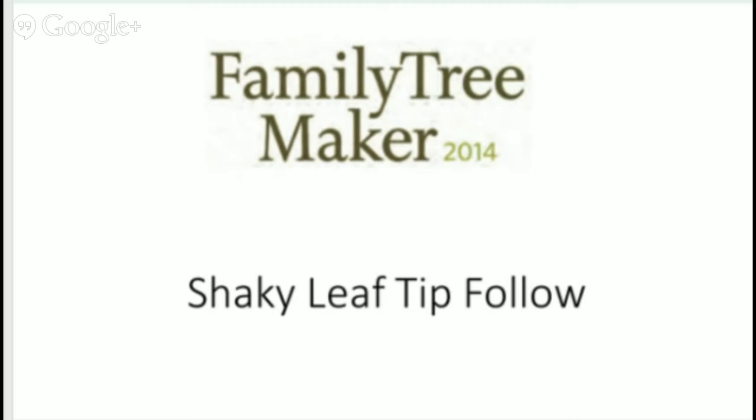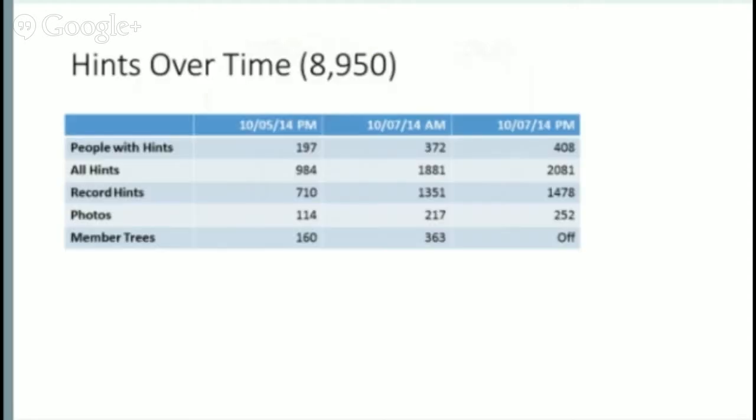I thought I would give you a follow-up on my Shaky Leaf plan that I've been working on with the Social Security Death Index. And I thought I'd bring you up to speed on what has happened and whether what I was doing works or not. Just in summary, in my file, I've got 9,000 or 8,950 people in my file.